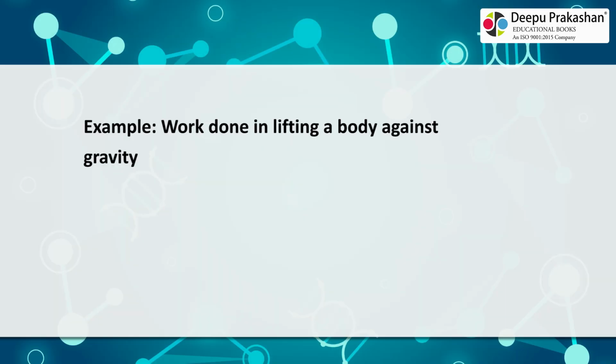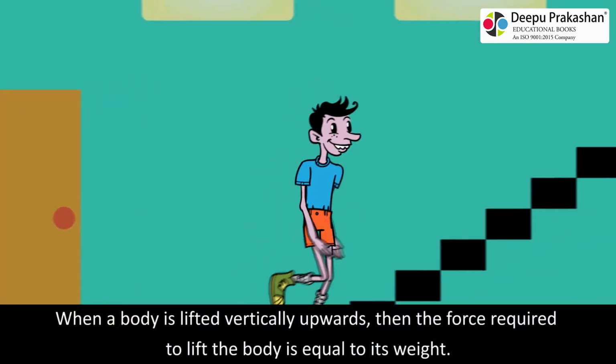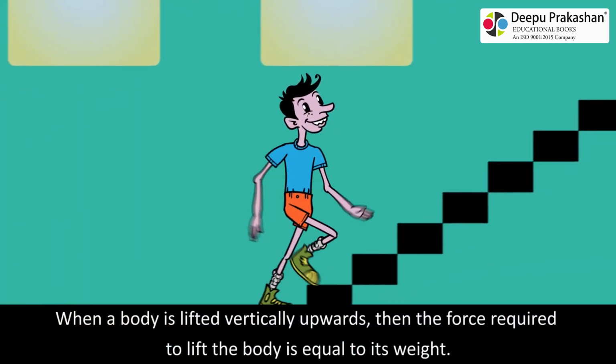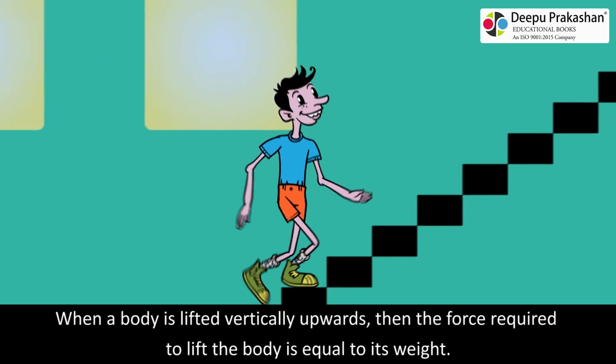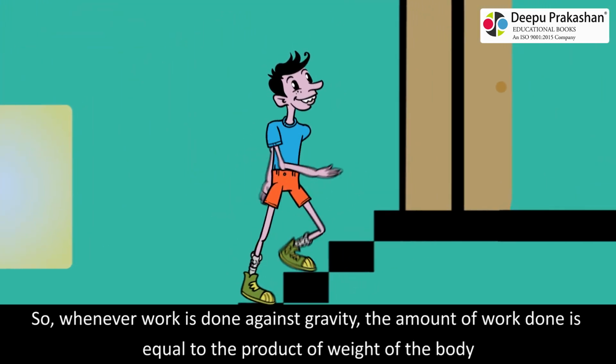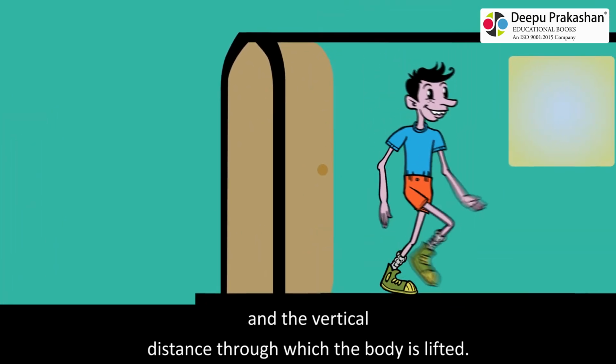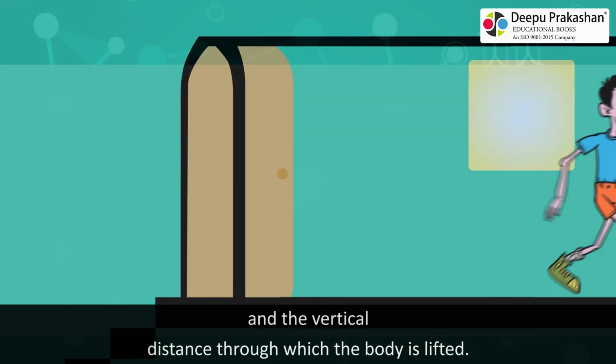Example: work done in lifting a body against gravity. The force of gravity of Earth pulls everything towards the surface of Earth. So, if we lift a pen from a table, we do work against the force of gravity. When a body is lifted vertically upwards, then the force required to lift the body is equal to its weight. So, whenever work is done against gravity, the amount of work done is equal to the product of weight of the body and the vertical distance through which the body is lifted.